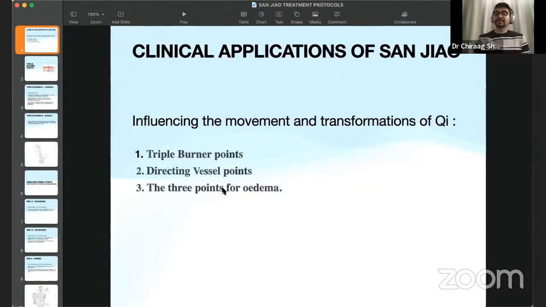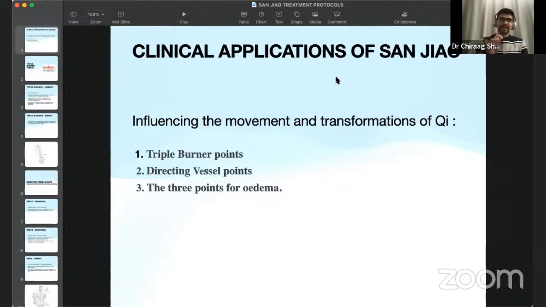The clinical applications of Sanjiao. Now, as Dr. Mayank has demonstrated or elaborated till now, Sanjiao is a system of cavities, and it is the flow of chi through those cavities which we need to manipulate with our points. Now, with every level of points, I will also at the end give you a sample prescription of how to use the Sanjiao.